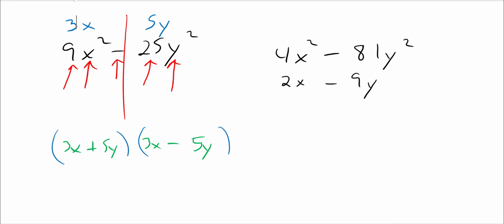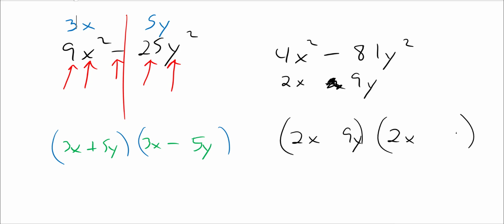Okay, so that's all you need. And then when you put your two sets of parentheses, those are the numbers you put down there. So 2x and 2x, 9y and 9y, and plus and minus. Not too bad. All right, let's just try a couple more of all these different types of problems, and hopefully you guys are good to go with that.